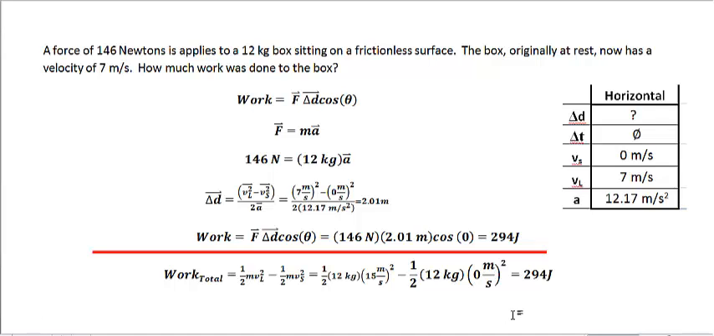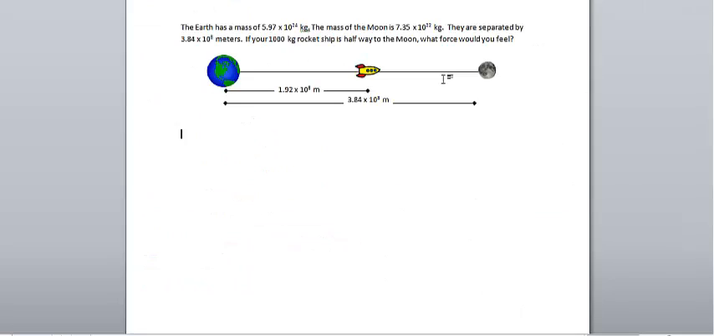All right, let's see what's next. Problem 6 says the Earth has a mass of 5.97 times 10 to the 24 kilograms. The mass of the Moon is 7.35 times 10 to the 22 kilograms. They are separated by 3.84 times 10 to the 8 meters. If your 1,000 kilogram rocket ship is halfway to the Moon, what force would it feel?